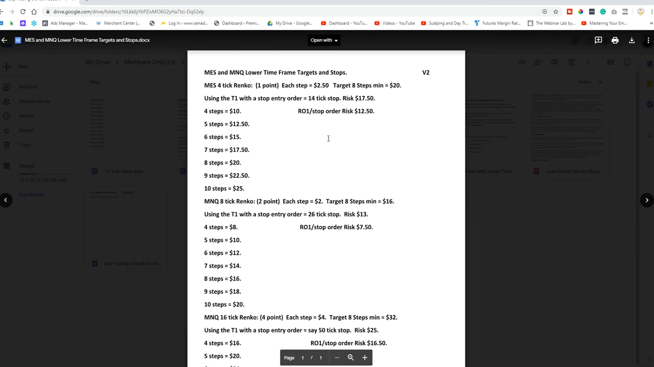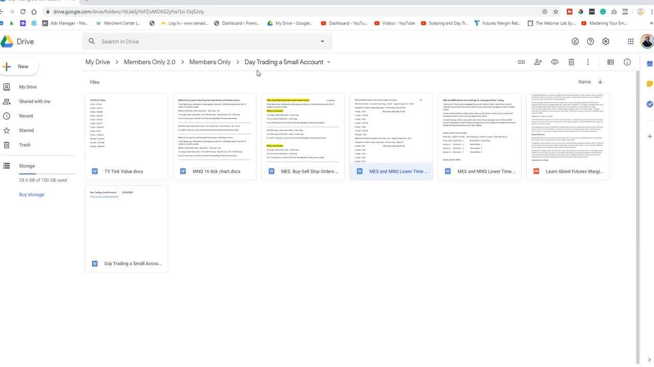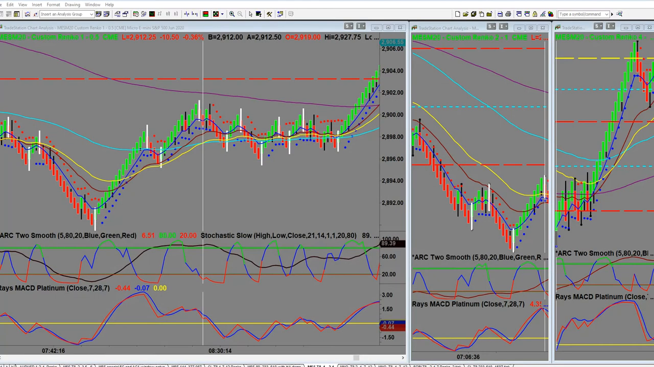So for an example, if you're trading a 4-point Renko, which is really very tradable even right now in conditions, it means that you've got a risk of $17.50 if you're using a buy stop. All of this is explained in a video that's here. So we really want to be achieving around 8 steps, which will be $20. That is to cover our risk and to cover $1.50 in commissions on the micros. So once again, day trading a small account, and there is this video here which will explain it all. Okay, so go and watch that.